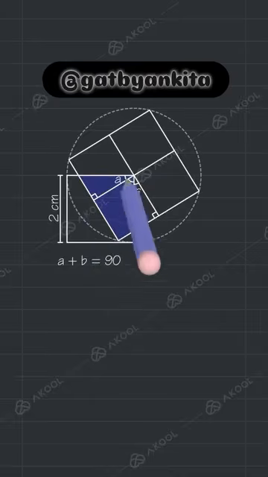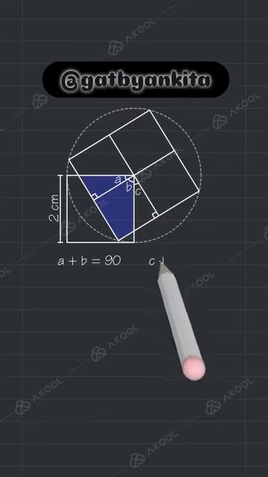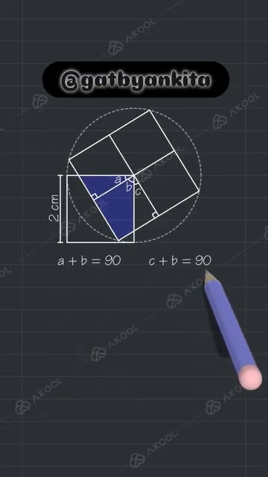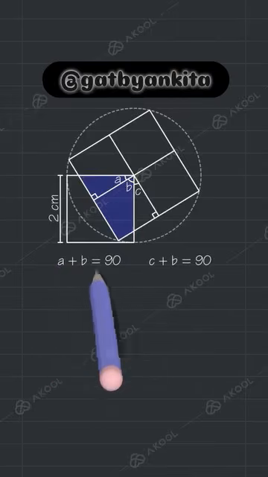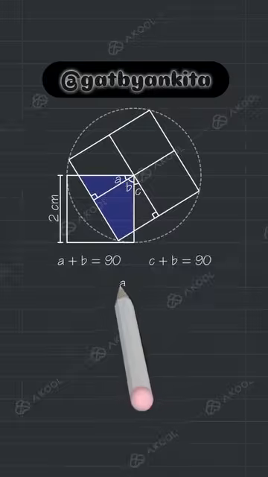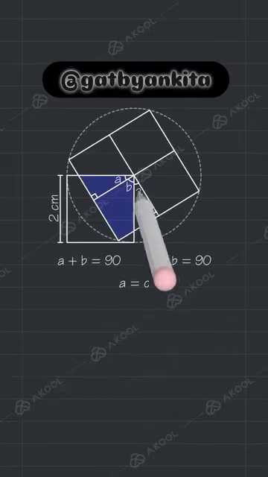Therefore, note that we have a square here and this angle here is one of the angles of this square. So, this means that C plus B. A plus B equals 90 degrees, and C plus B also equals 90 degrees. Therefore, adding either A or C to B results in 90 degrees. A must be equal to C, so this angle here.